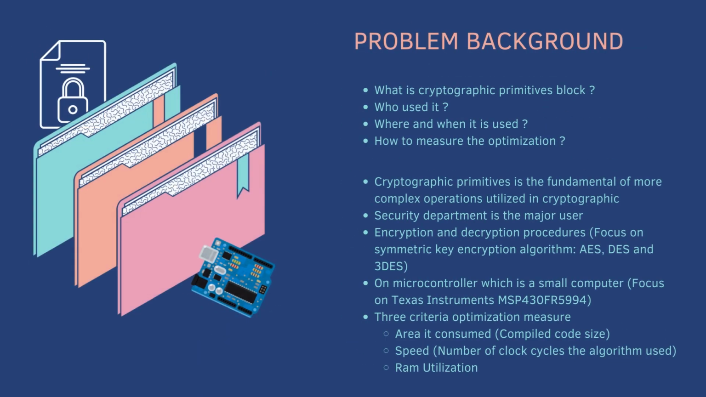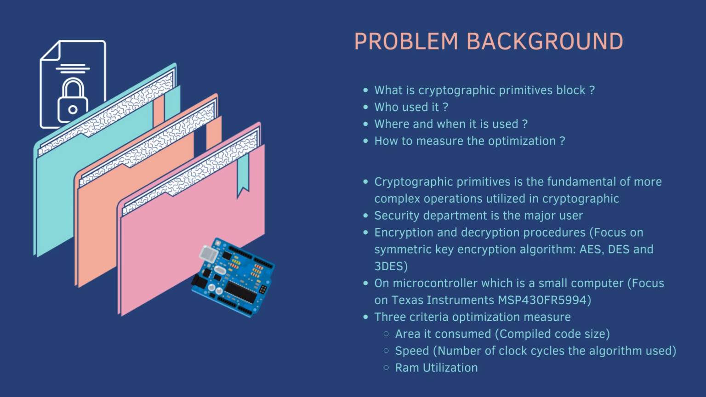Okay, so for the first part is problem background. What is actually cryptographic primitive block? Cryptographic primitive is the fundamental of more complex operation utilized in cryptography. These operations are the building blocks of more complex cryptographic algorithms which are usually used in the encryption and decryption procedure. Who uses it? Anyone who wants to use the encryption service in their app or website will use it for security measure, which means the security department that will implement this service is the major user.